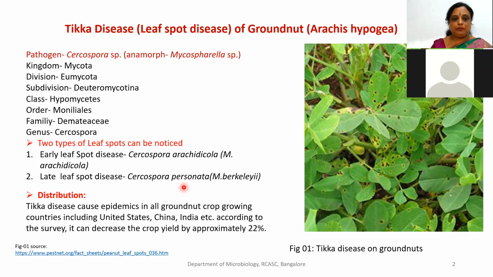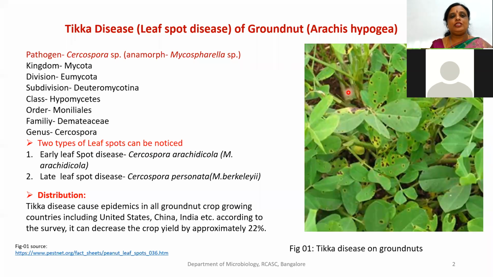Once again, I will repeat. You can come across two different kinds of leaf spot on groundnuts. One is early leaf spot, which is caused by Cercospora. Remember students, this is very important for your competitive examination. Early leaf spot disease is caused by Cercospora arachidicola.